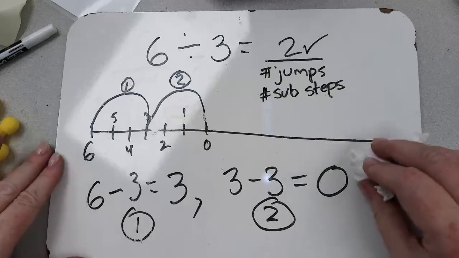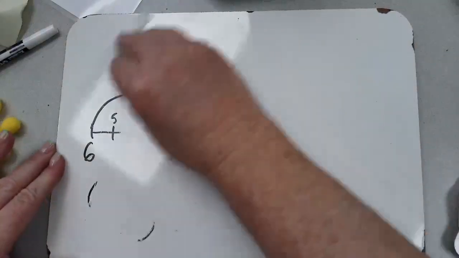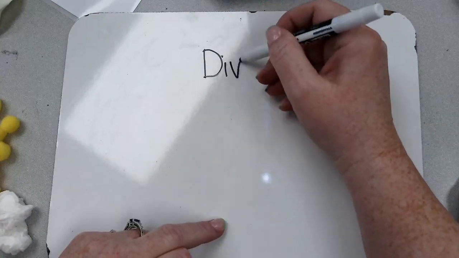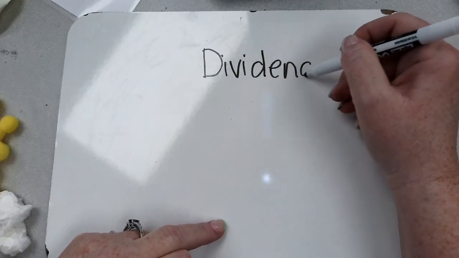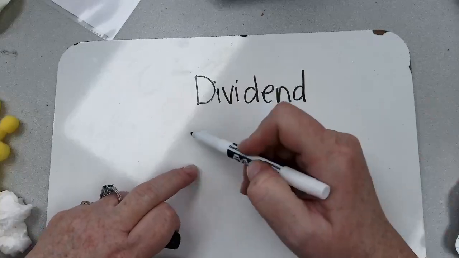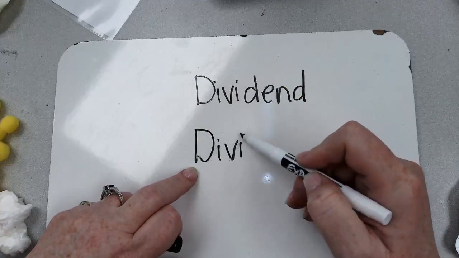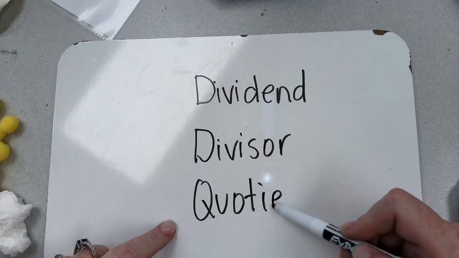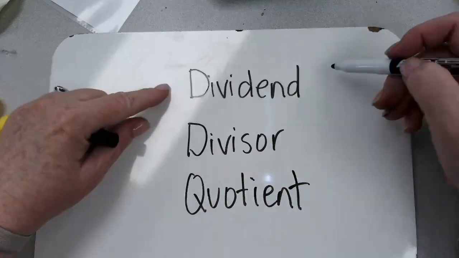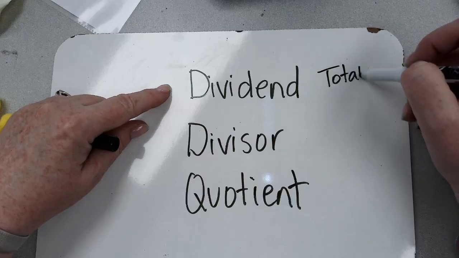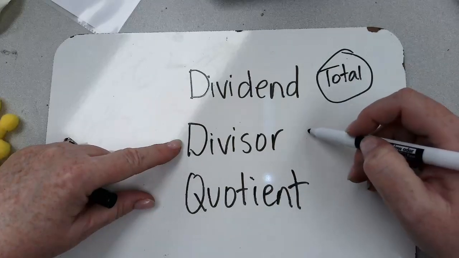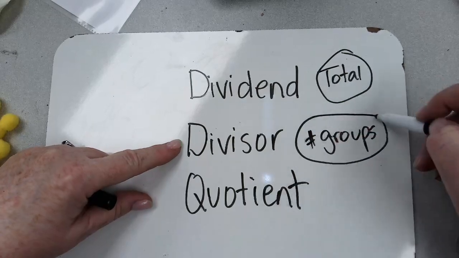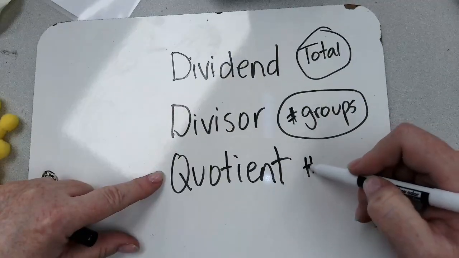So again, those are our 4 steps, remembering that the words we're working on are dividend, and then divisor, and then quotient. So that's our vocabulary that we're learning right now. This is the total number. This is the number of groups. And this is the number in each group.